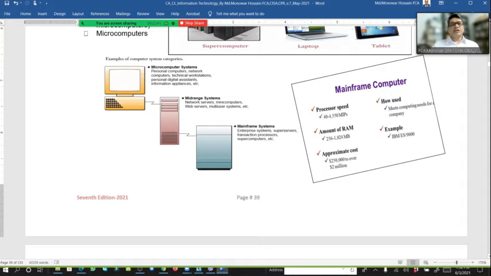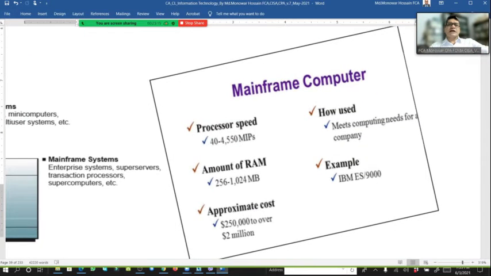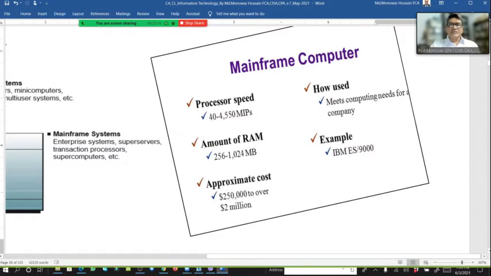A microcomputer is small size, that means personal computer, network computer, technical workstation, personal digital assistant, information appliance, etc. And mid-range systems are network servers, microcomputers, web servers, etc. And a mainframe computer is an enterprise system, and supercomputer, transaction processor, etc. So for mainframe computers, the processor speed is high, RAM is huge, and cost is huge.